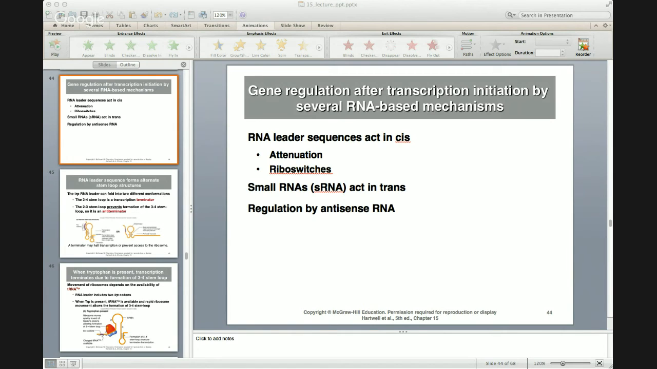Okay, let's go back to the list here that shows several forms of RNA-based mechanisms of regulation. So we looked at attenuation. There's the riboswitch, and then we have small RNAs or sRNAs, and these act in trans. So not only proteins act in trans, RNAs can also act in trans. Okay, so let's look at that. These small RNAs usually inhibit translation. They inhibit translation by base pairing with the ribosome binding site.